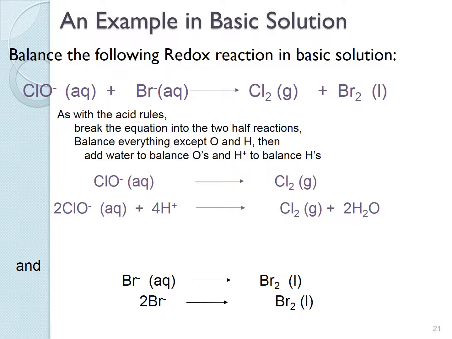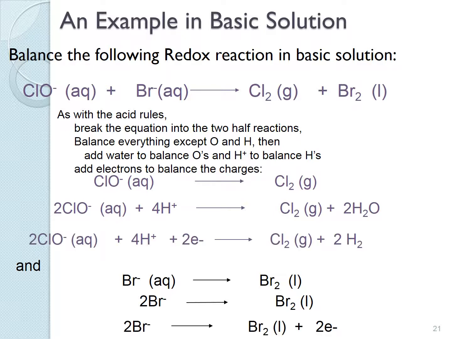Look at the second equation. All we had to do was put a 2 in front of the Br negative to balance the Brs. And we had no O's or H's, so we're good there. The next thing we want to do is add electrons to balance the charges.